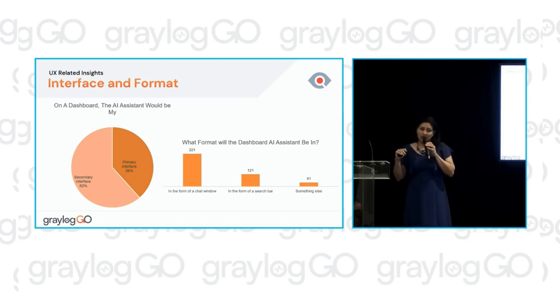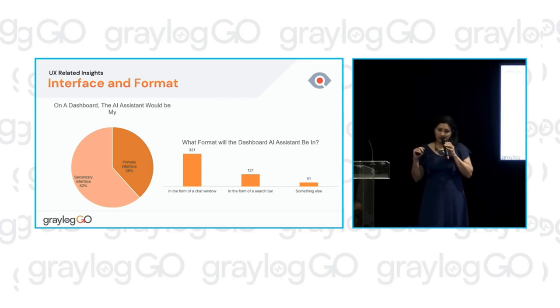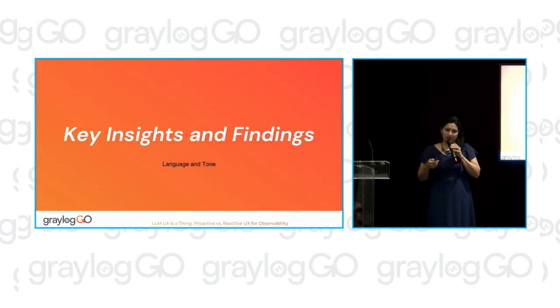And when we ask them what format your assistant will be, chat window, most popular. Again, this is uncued, but they assume that if it's an AI assistant, it needs to be in the form of a chat window. A few of them actually asked for a search bar. And that's very, like, think about it in terms of the query. Like when you have a query window where you can go in and type your query. So they're talking about it in the form of a search bar. And then other things we explored, that widgets, we have all those open-ended kind of responses to that as well.